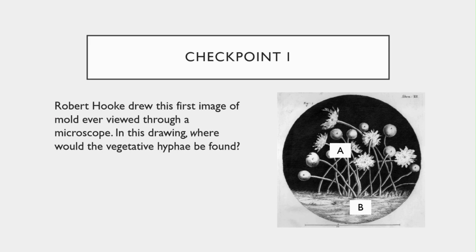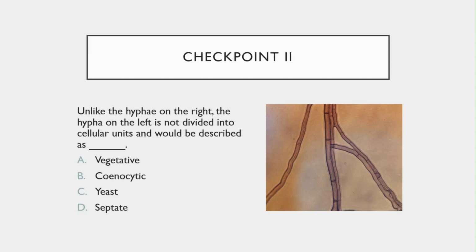Checkpoint 1. Robert Hooke drew this first image of mold ever viewed through a microscope. In this drawing, where would the vegetative hyphae be found? Checkpoint 2. Unlike the hyphae on the right, the hypha on the left is not divided into cellular units and would be described as blank.